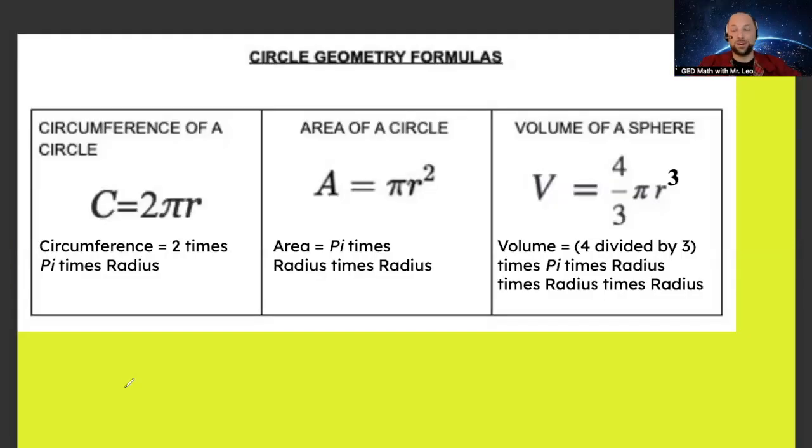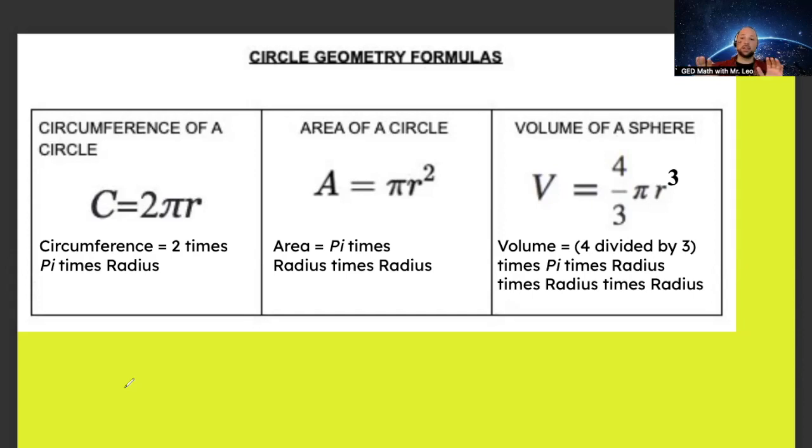Okay, here we are. Circle geometry formulas. These three formulas will be given to you when you take the GED test. When you take the GED math test, they are going to give you a page of formulas, meaning you do not have to memorize these formulas. You just need to understand them and know how to use them. They will be given to you when you take the test.